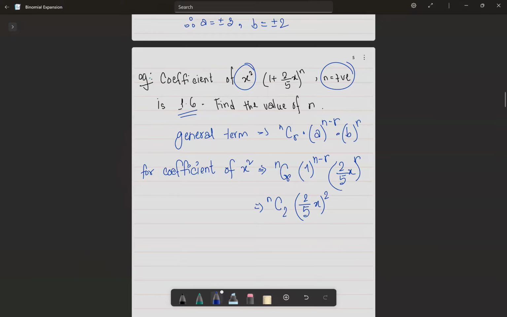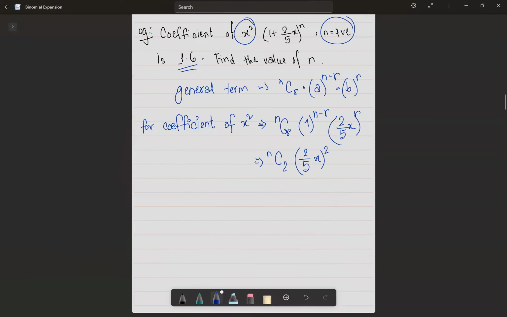Now we need the coefficient because that is mentioned in the question as, sorry, 1.6. So we have nC2 times (2/5) whole square, because x square is not required for us to write. Coefficient means whatever is with x square. So this is equal to 1.6.